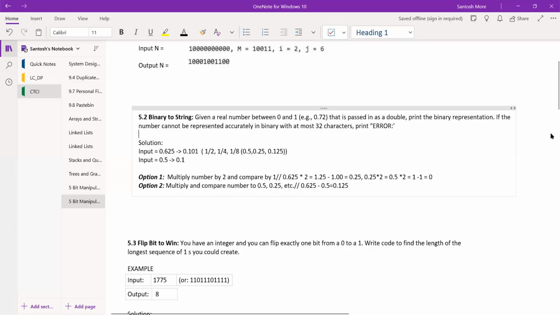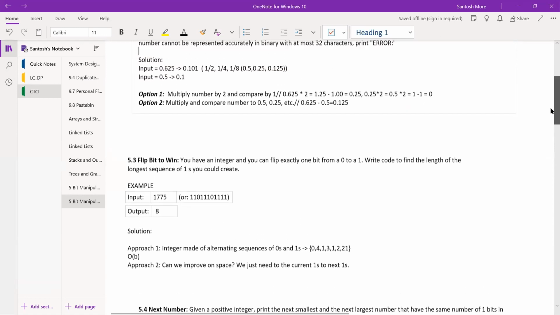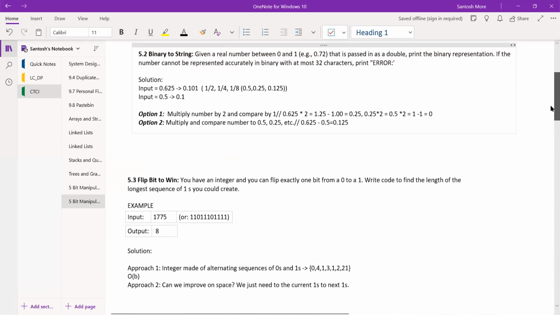Okay, so let's move on to the next problem. I think we are almost closer to the, no, we started at 8:13, right? So we can actually take one more problem, right? Yeah, sure.